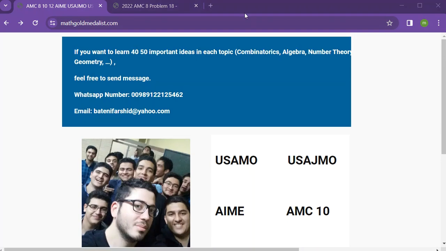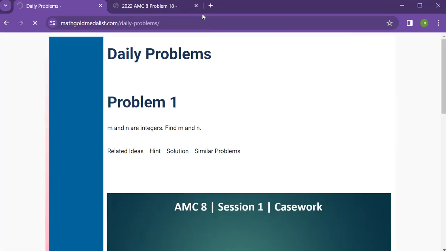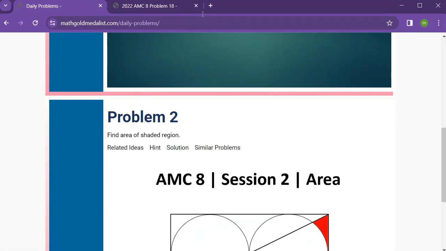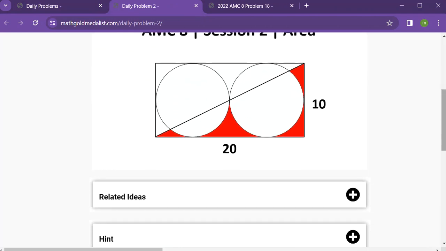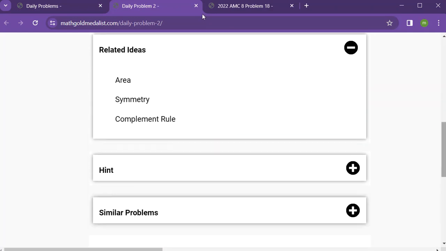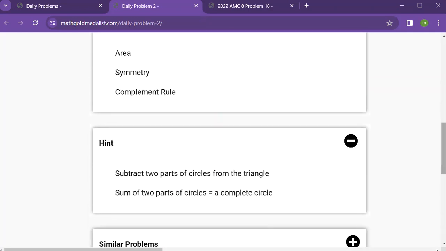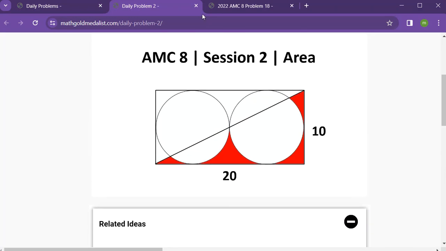Okay, let's try our problem. Daily problem again. Problem 2. We want to calculate this area. I told you related ideas are area, symmetry, complement rule, and let's work on hints first. Subtract 2 parts of circles from the triangle. Look, we have these 2 parts, and by symmetry you can say this one part equals the other part. Let me show you the solution.